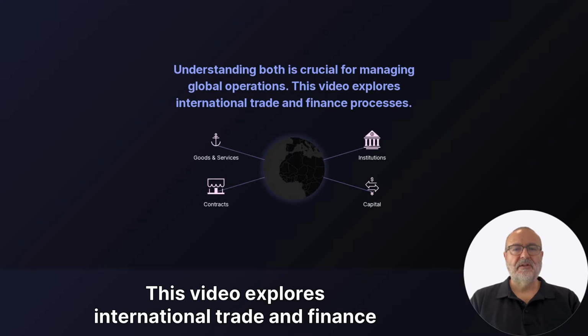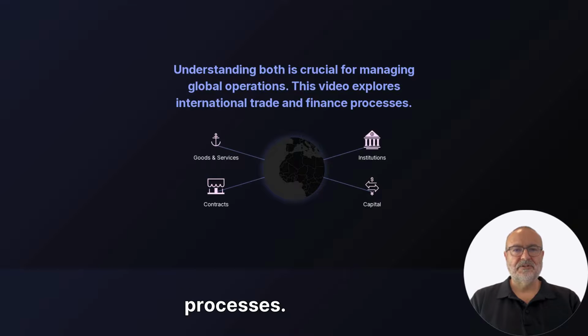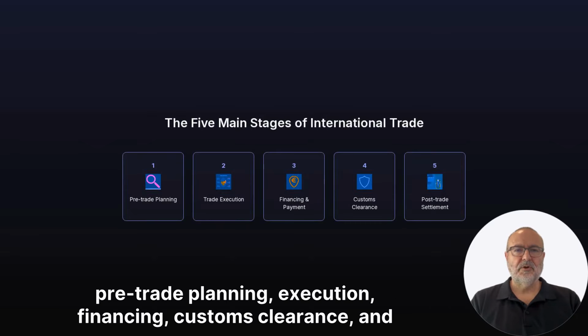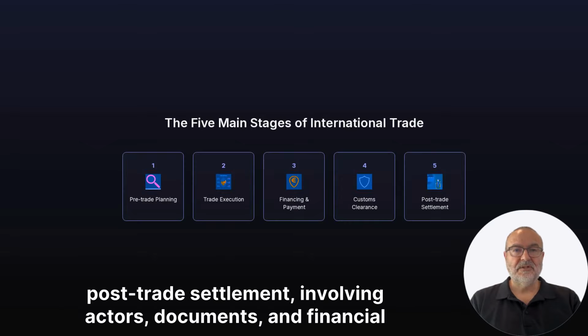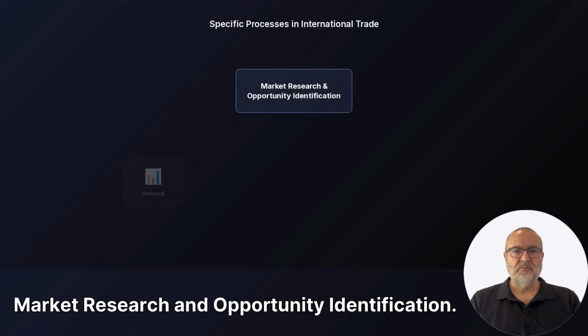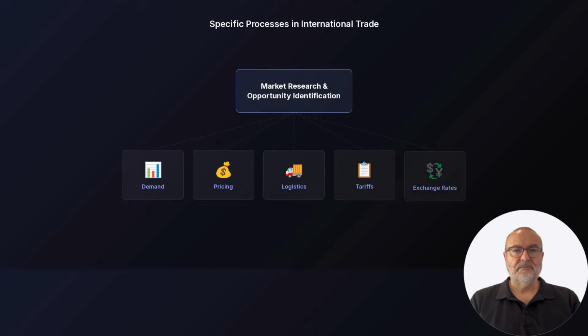This video explores international trade and finance processes. International trade unfolds in five main stages: pre-trade planning, execution, financing, customs clearance, and post-trade settlement, involving actors, documents, and financial flows. The first of these processes is the market research and opportunity identification.